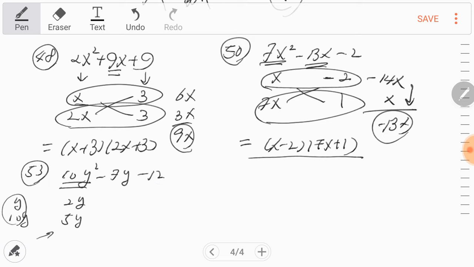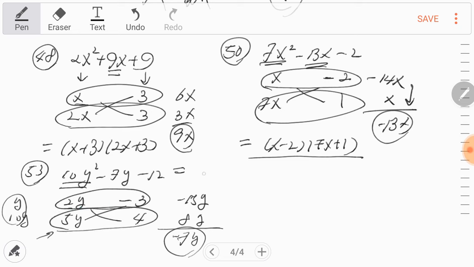Then 12 is 2 times 6, or 3 times 4, or 4 times 3. But let's try anyway. Put the negative sign here. Then the sum is negative 15y. This is 8y. Then the sum is negative 7y. Bingo! Nice choice, nice guess. So this is equal to this one times this one: 2y minus 3 times 5y plus 4. We luckily selected the two factors, negative 3 and 4.